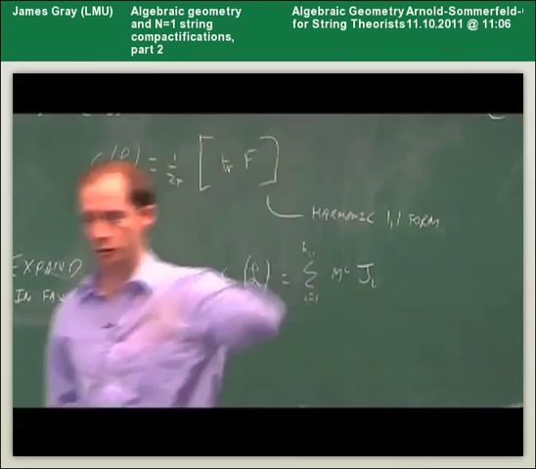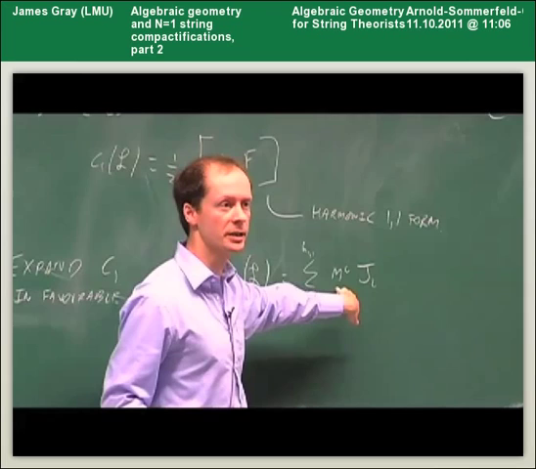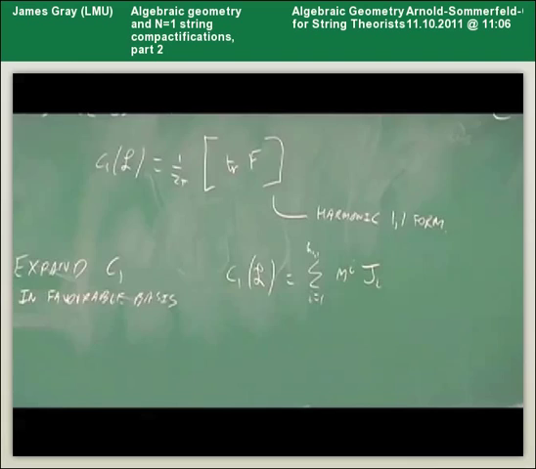Okay, so a line bundle is defined by its first Chern class. On these manifolds, a first Chern class is just defined by giving a set of integers. So all we need to do to define a first Chern class here is give a set of integers, and that's it.